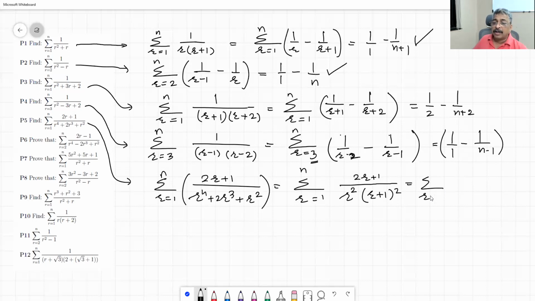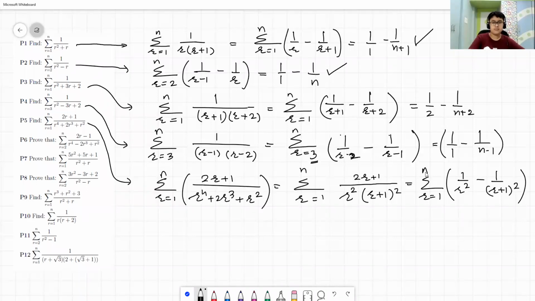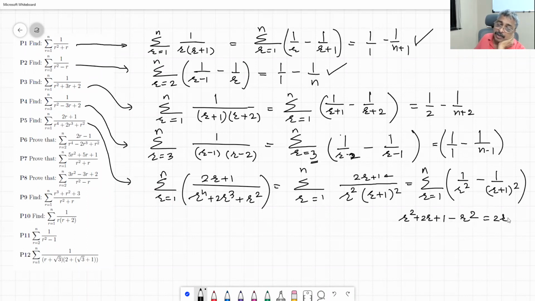So sigma r goes from 1 to n, 1 upon r square minus 1 upon r plus 1 square. If we set up like this, here you have to check, because while separating these two terms you are not aware of this. But then when you cross multiply, because the LCM is r square into r plus 1 whole square, you have to cross multiply and expand. So expansion: r square plus 2r plus 1 minus r square, and therefore you end up getting 2r plus 1 in the numerator, which is already there. Therefore this is the telescope.